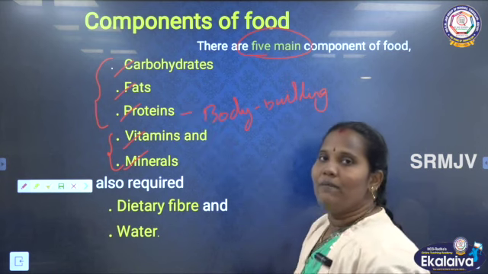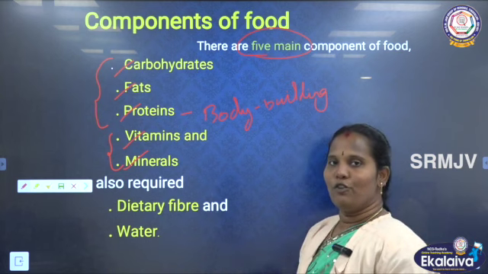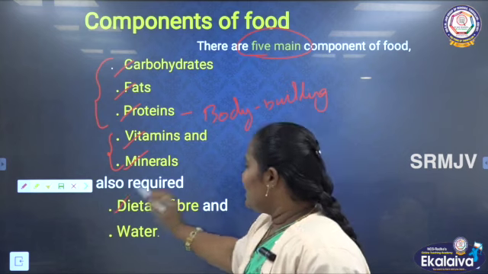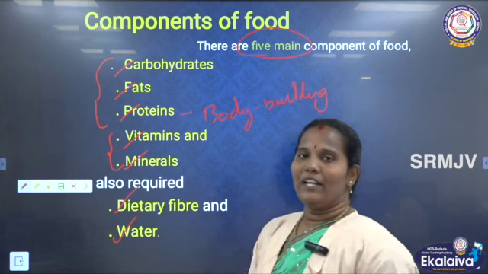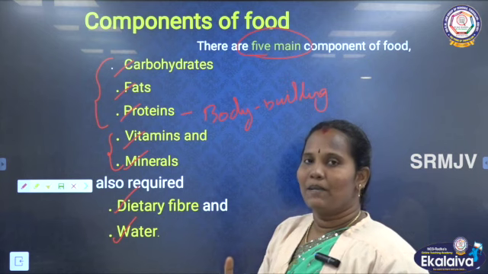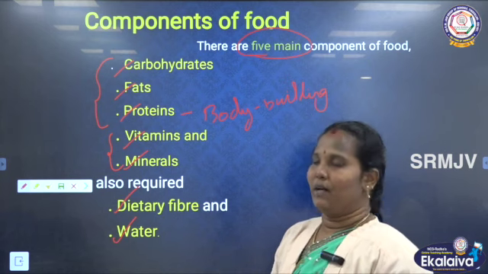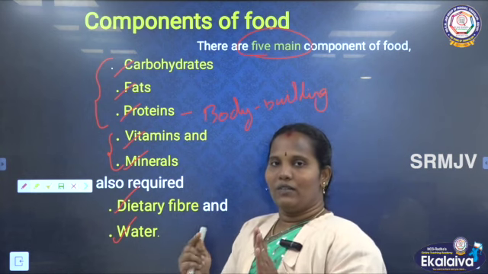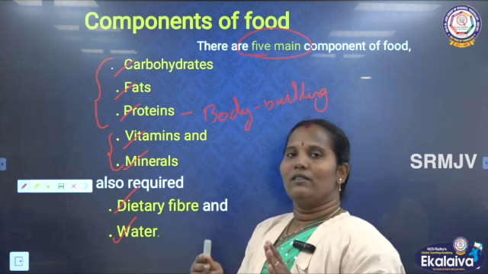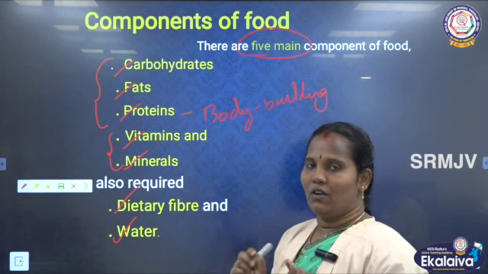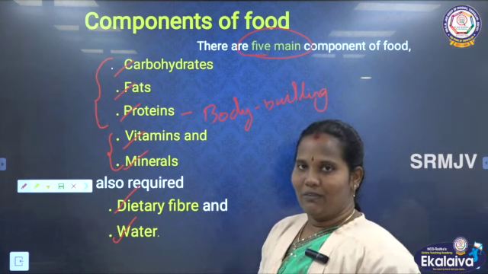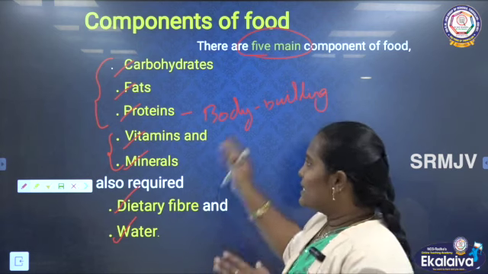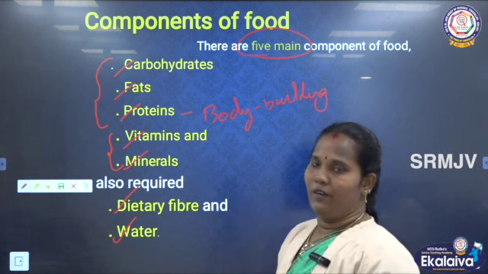Apart from these nutrients we need some extra components. What are they? One is dietary fiber, another one is water. Dietary fiber means the fiber content present in our food. And the next one is water. If we are grinding any materials, without water they are not converted into fine particles, and digestion also takes place with the help of water. Okay, these are the components of our food.